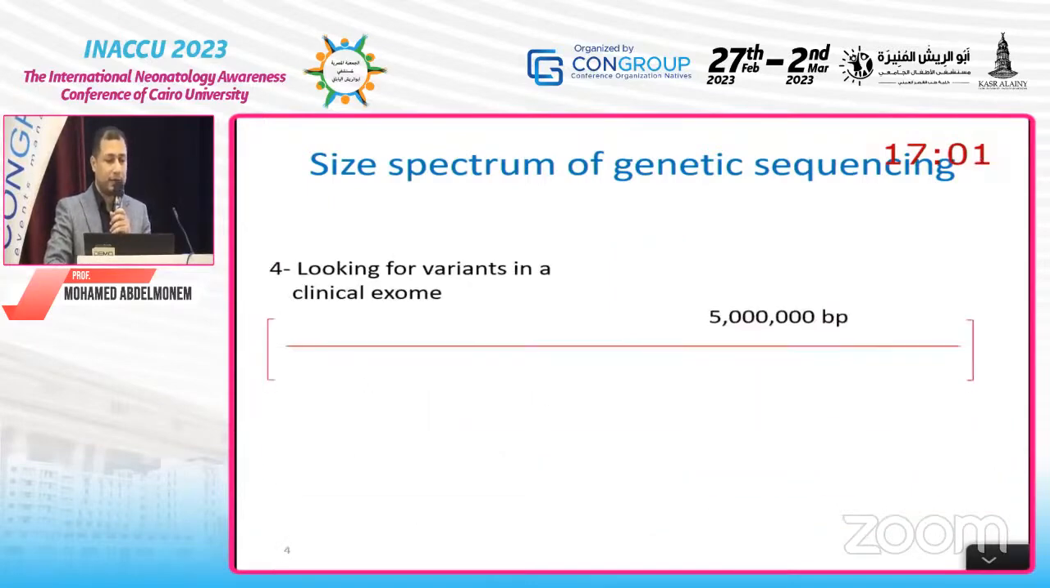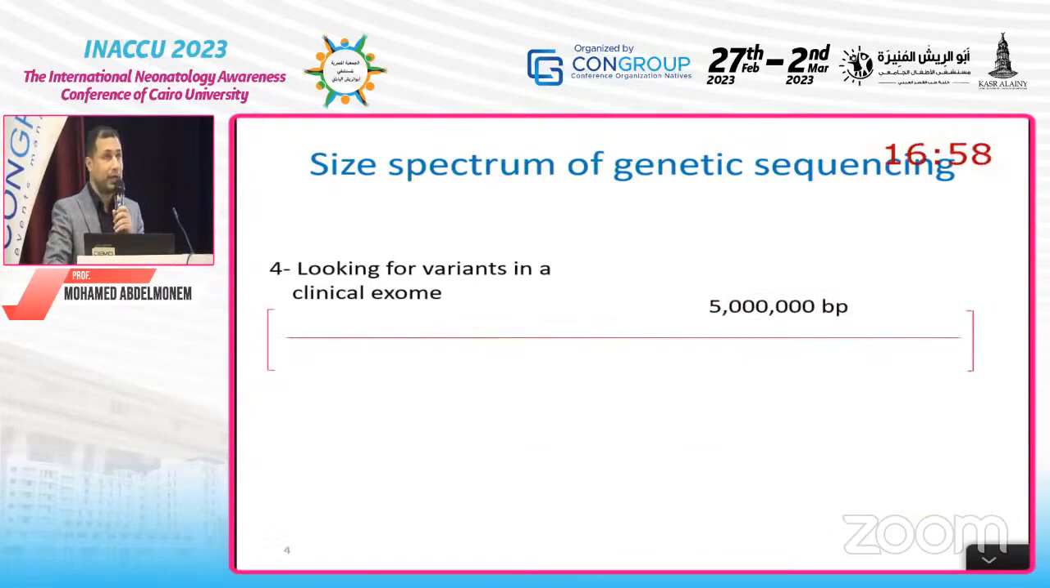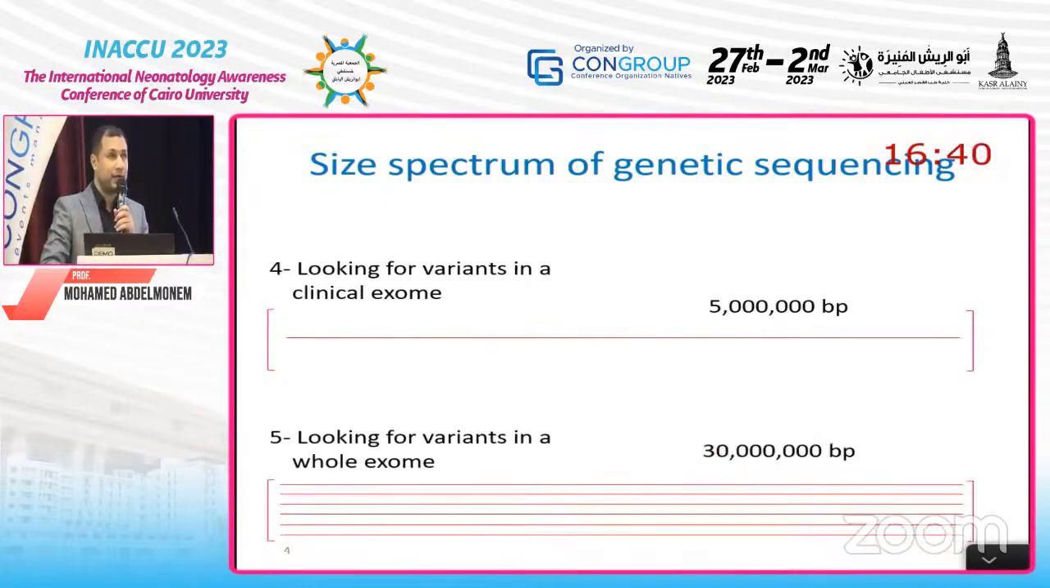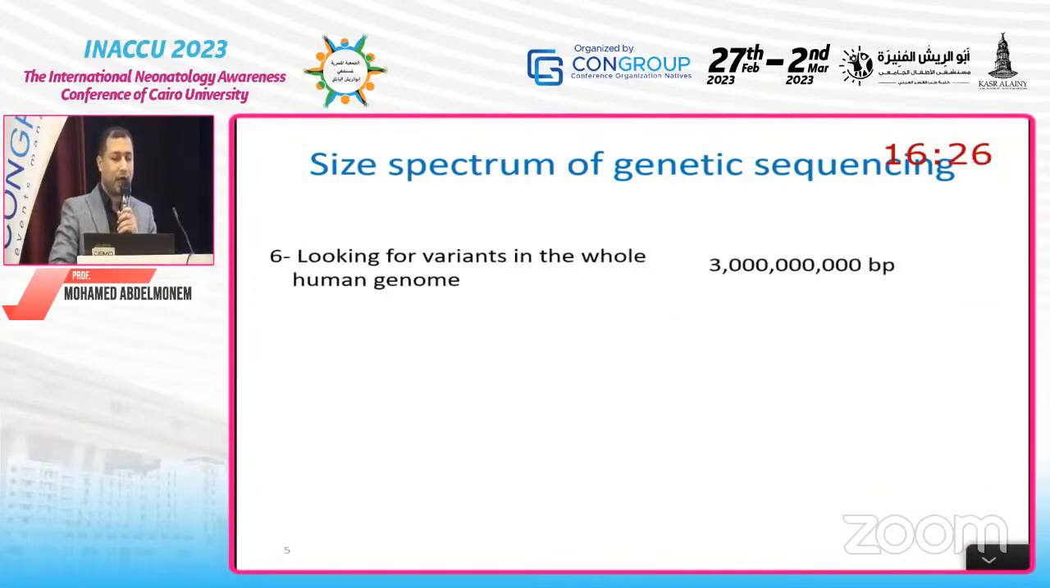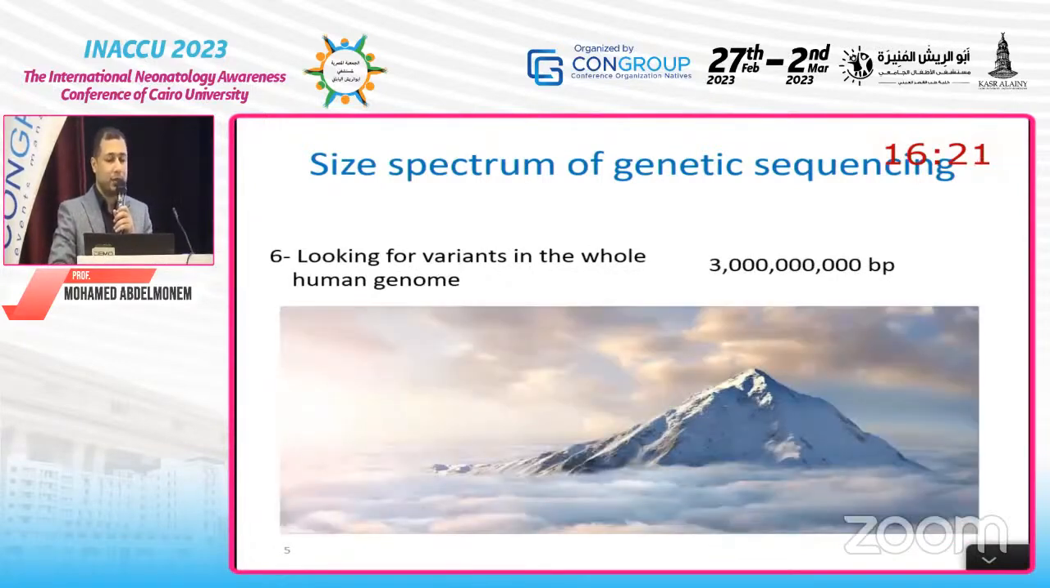To increase the spectrum, we can look for variants in the clinical exome. The clinical exome is the genes that are linked to human disease, and they are now about 5,000 to 6,000 genes. The clinical exome means that we have to sequence about 5 million base pairs of our genome. We can do a whole exome. A whole exome means we do all the exome, all the coding exons with the flanking regions between the exons and the introns, and we do sequencing of about 30 million base pairs. Or we can go for the big genome and look at the whole human genome. The human genome contains about 3 billion base pairs, which is a huge amount of data.